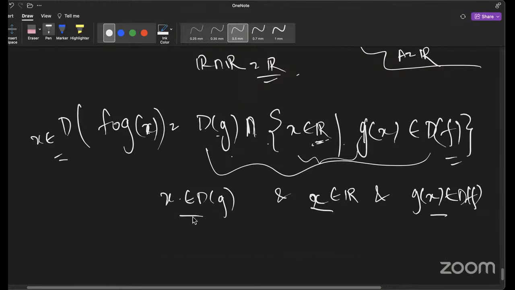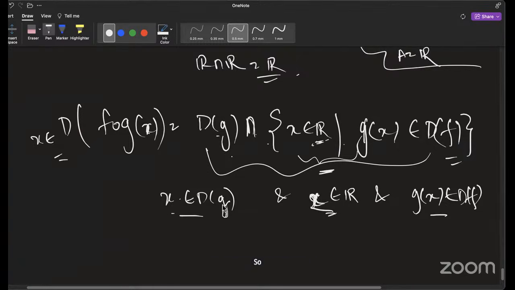An example could be g of x is equal to root under x and f of x is equal to 1 by x. Let's not go to the example. Let's just get this definition clear first. How do you do this thing? Because someone has a doubt in this thing.